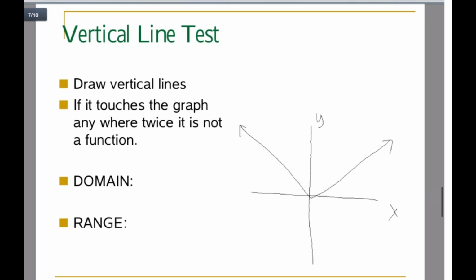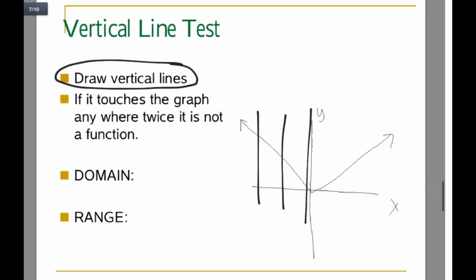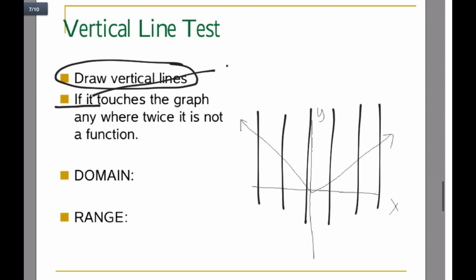So now we're going to take a look at the vertical line test, which is a test that uses vertical lines, just drawing them on the graph. And so you just draw them pretty much all over the place, and it's supposed to be anywhere. If any line touches the graph anywhere twice, it is not a function. So if any one of your lines touches anywhere twice, then it's not a function.